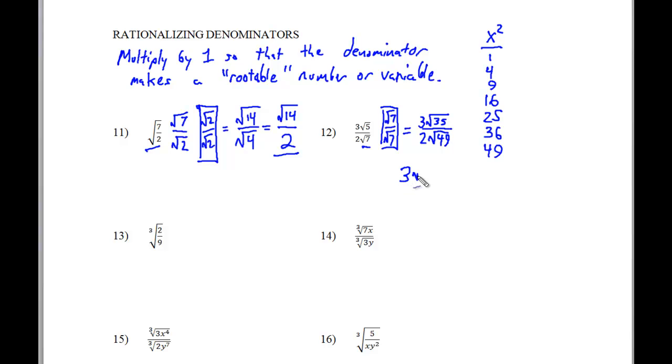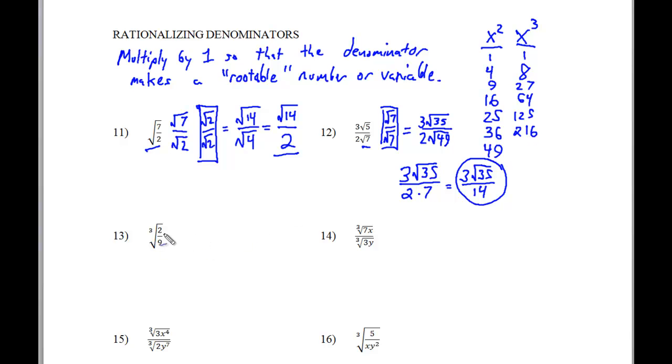So now I have 3 square root of 35 over 2 times 7, which makes a total of 3 times the square root of 35, and 2 times 7, which is 14. And there's your answer there. Now we have no square roots in the denominator, and we have a problem that's equivalent to what we have over here. Now when we get to the cubic root, it probably would help having some cubic rootable numbers here. So 1, 8, 27, 64, 125, and 216.